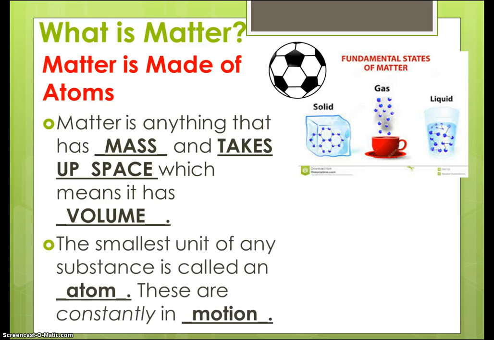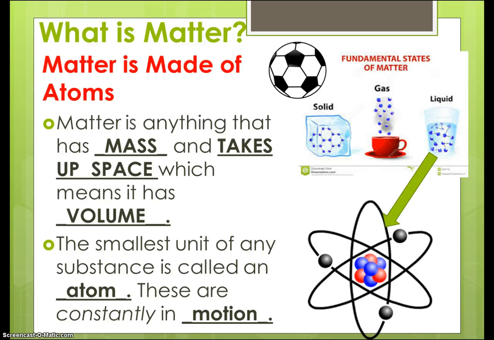The smallest unit of any substance is called an atom. So let's look at those little molecules in the liquid. One of those is an atom. Atoms are constantly in motion.